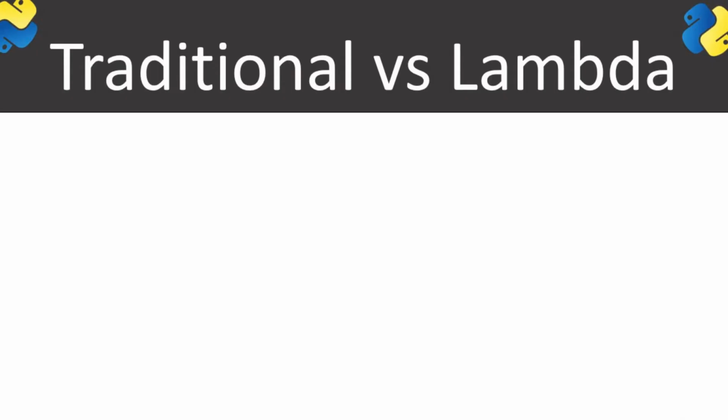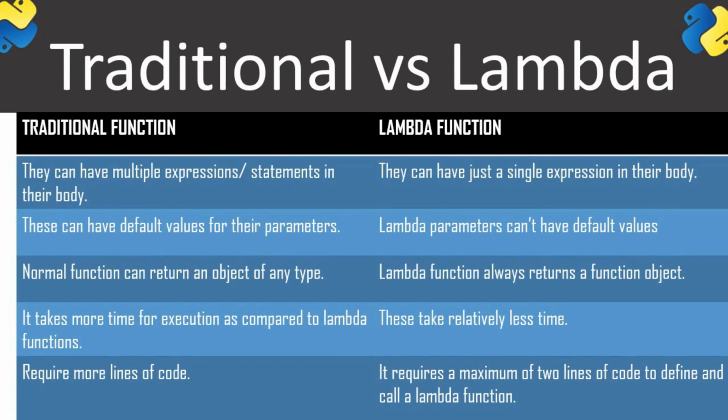First of all, let's see traditional function versus lambda function. Let's see what are the differences between them. So traditional functions can have multiple expression statements in their body. We have multiple statements, or we can say a bunch of statements, available in a traditional function. But in a lambda function, we just have a single expression in the body. We cannot write a bunch of statements in a lambda function.